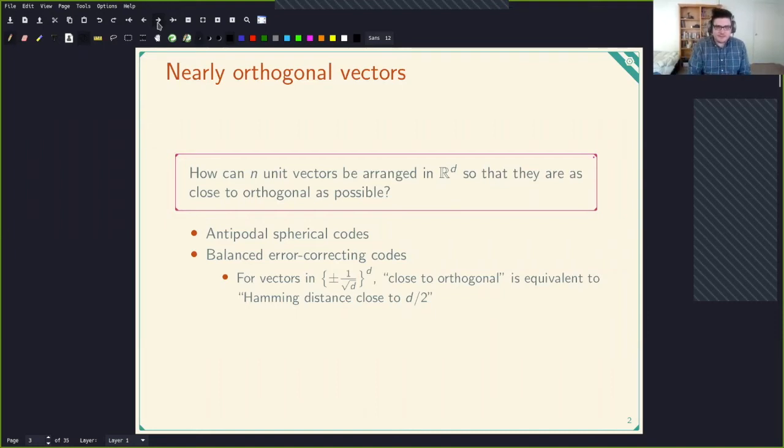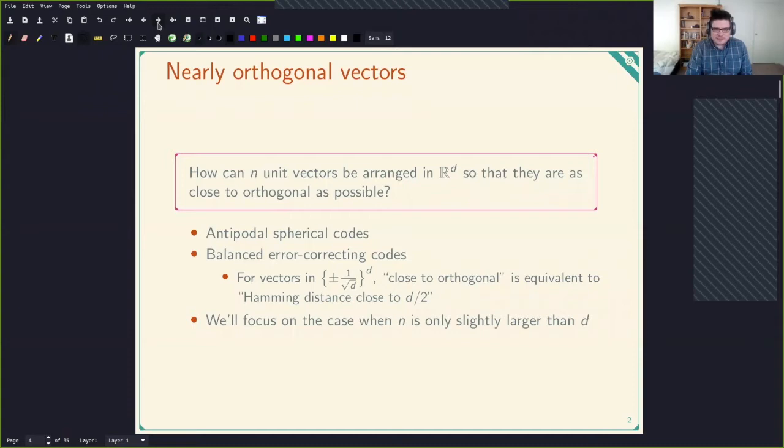But these are also very closely related to balanced error correcting codes. If I think about a code in the Hamming cube as a bunch of plus or minus 1 over root d vectors, then close to orthogonal, having very small inner product, is equivalent to having Hamming distance close to d over 2, if you do the computation. And these types of codes are very desirable. Both they're far apart, they have large distance, and also it's very symmetric.